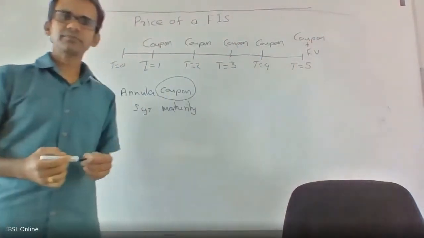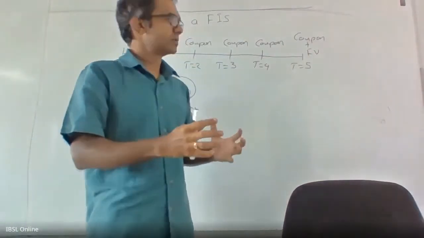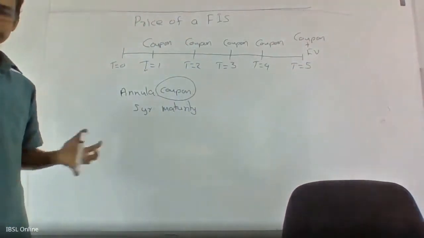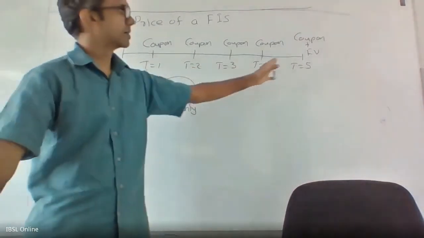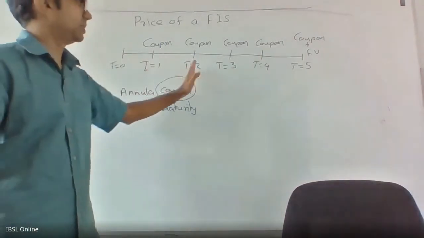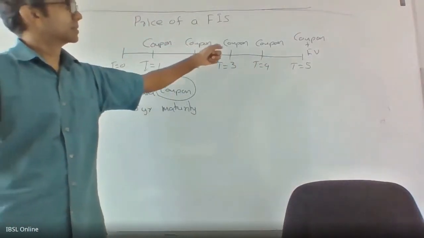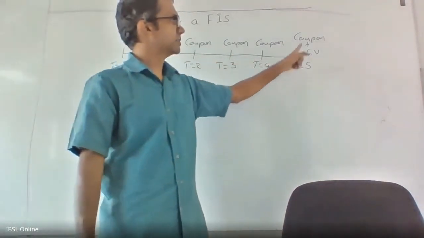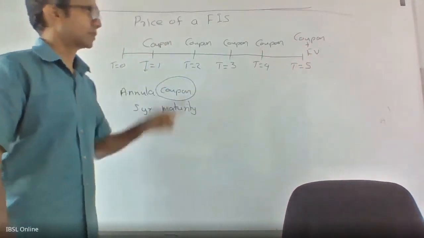coupon plus face value. It doesn't matter whether you consider these as 2 cash flows or the sum of the coupon and the face value as a single cash flow. Either way, you can do that. That's the first step: you should be able to identify the exact timing of the cash flows and the amount of the cash flows. Remember, on the maturity date, coupon plus face value, not only the face value.